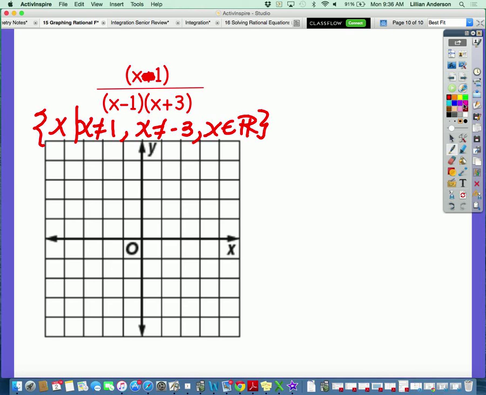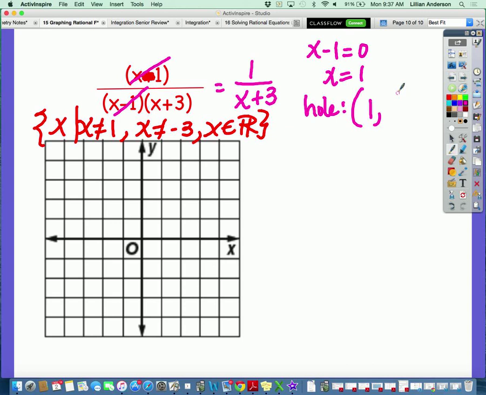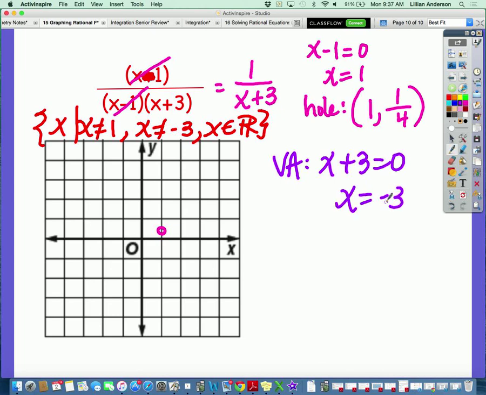We'll need to find our hole after that. We'll see that x minus 1 cancels out, so then we're left with 1 over x plus 3. To find our hole, we set that canceled out factor equal to 0 to get 1. And when we plug it into our simplified form, our hole will be at (1, 1/4). So that literally means that at (1, 1/4), we're going to have an open circle to represent our hole. To find our vertical asymptote, we're going to set our simplified denominator equal to 0, so we'll get x equals -3 as a vertical asymptote.